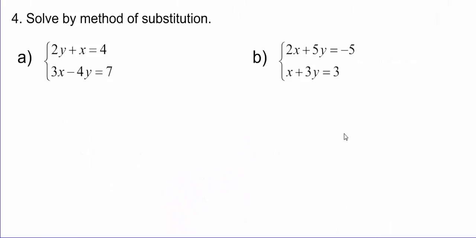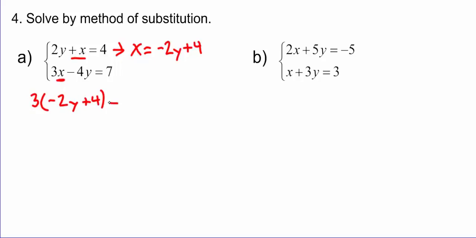All right, we're going to do the same thing here. We're going to use substitution to solve these systems. So when I look at A, I have to pick what variable do I want to solve for. And to me, the easiest is this one right here, x. And the reason is it's just a 1x already. So I can make x equal -2y plus 4. Then I can take that value for x and substitute it into the other equation.